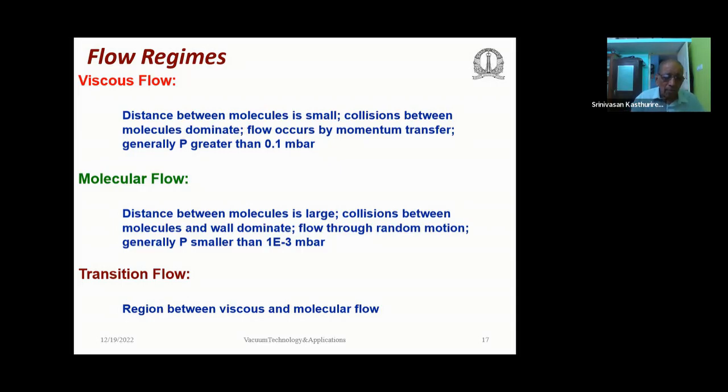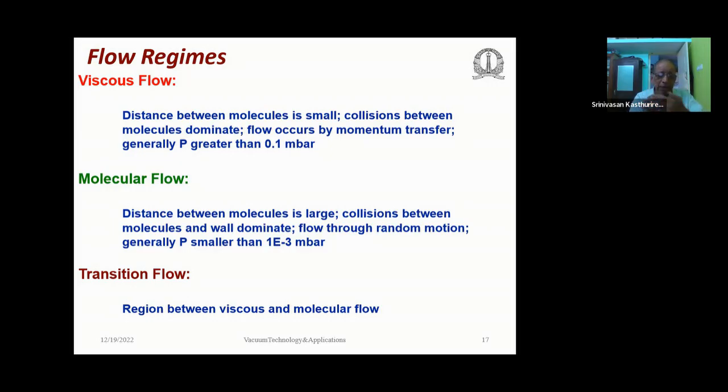Then you have molecular flow, which means the distance between the molecules is very large. And then the transition zone, which is in between the viscous flow and the molecular flow. In a viscous flow, the distance between the molecules is very small. The collisions are large, each molecule collides with the neighboring molecule and so on. So the flow is actually directed by the momentum.